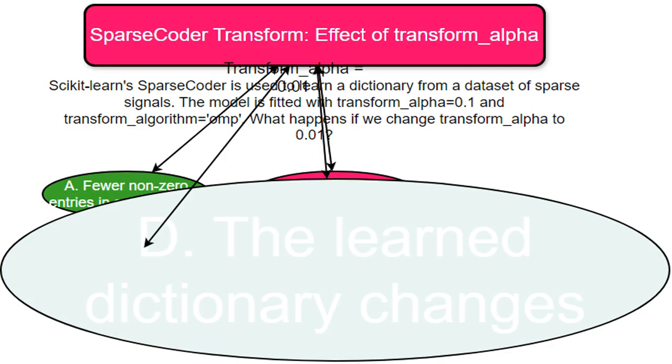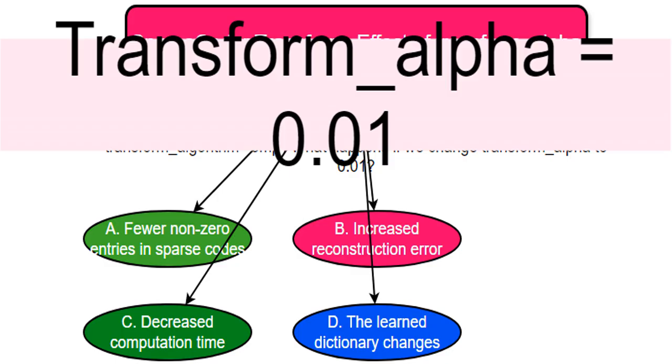I'm only changing the transform_alpha parameter during the transform stage. That means, after the dictionary is learned during the fit stage, only the way the algorithm represents the data changes, the sparse codes, not the dictionary itself. The dictionary remains untouched by this particular parameter change. It's like changing the way you organize the ingredients in your pantry, the transform step, but the ingredients themselves, the dictionary, stay exactly where they are. This simply means I'm setting the transform_alpha parameter to a value of 0.01.